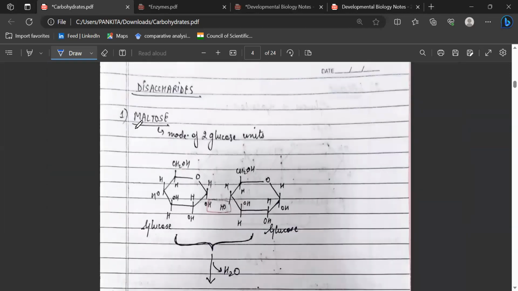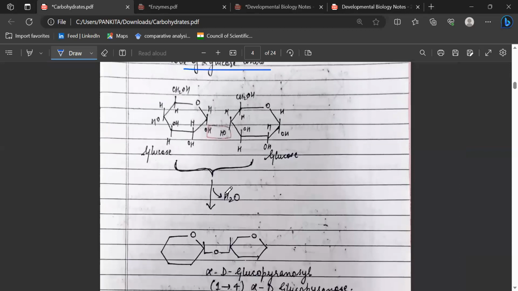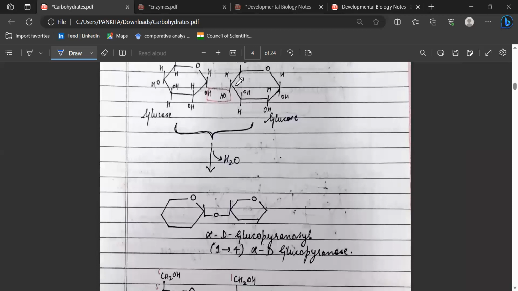Talking about disaccharides, the first disaccharide is maltose. Maltose is made up of two glucose units. The two glucose units combine with each other, with the removal of water, from the first and fourth carbon.